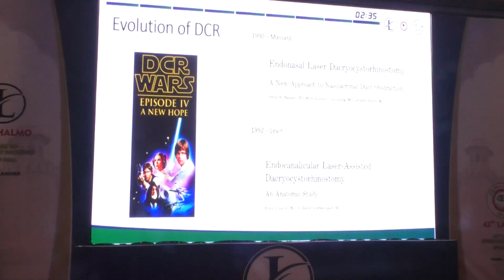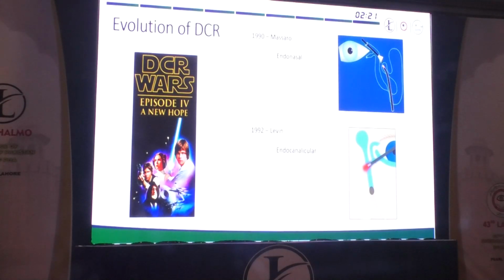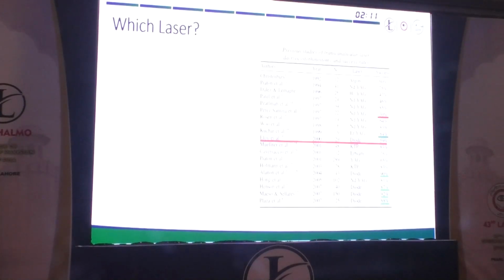With the 90s, laser was available as a new hope for lacrimal surgeons. In 1990, first Massaro, and then in 1992, Levin used the laser for dacryocystorhinostomy. Massaro preferred an endonasal approach. Levin tried the endocanalicular approach, which was more familiar for ophthalmologists like us. And the story started first with lasers that we know from ophthalmology, with YAG lasers and argon laser, but the success rate was very, very low in the beginning.